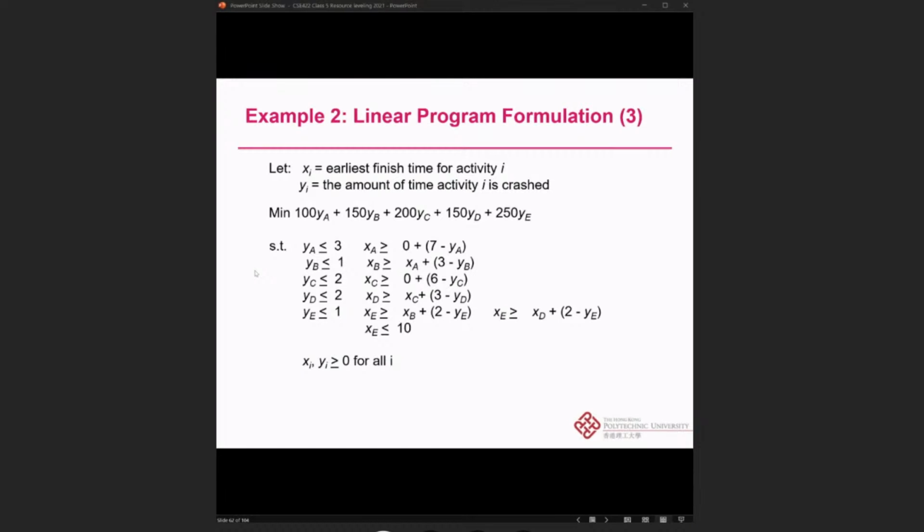So we can just finalize it like this. Let XI be the earliest finish time for activity I, and YI be the amount of time activity I is crashed. We minimize the objective function, subject to the constraints for those limitations.